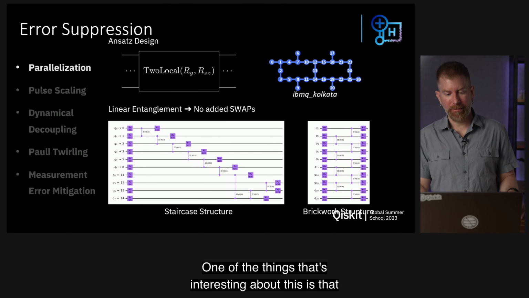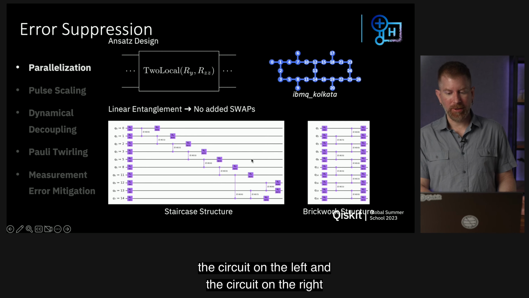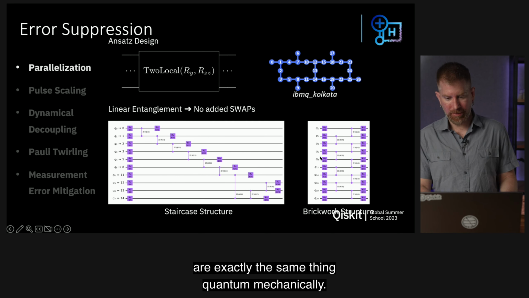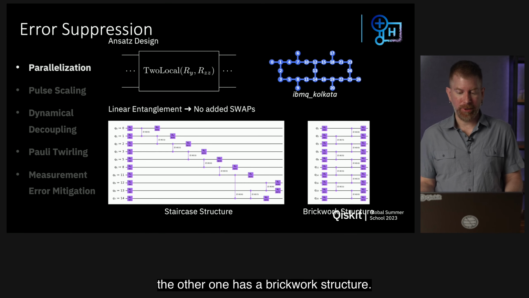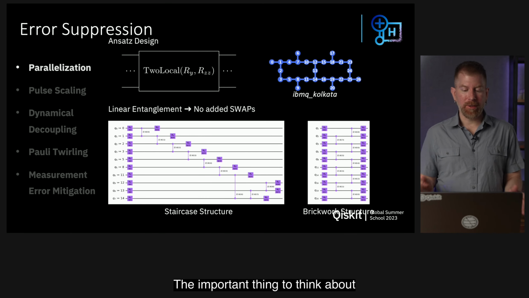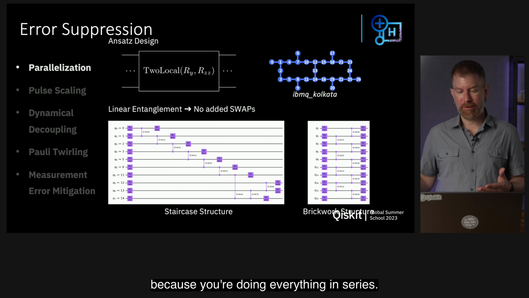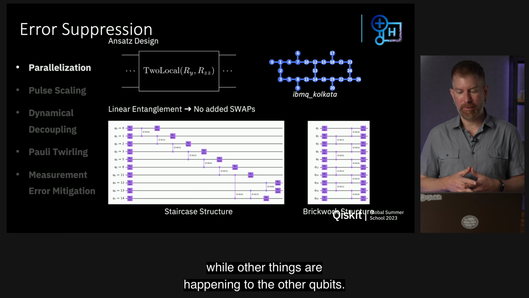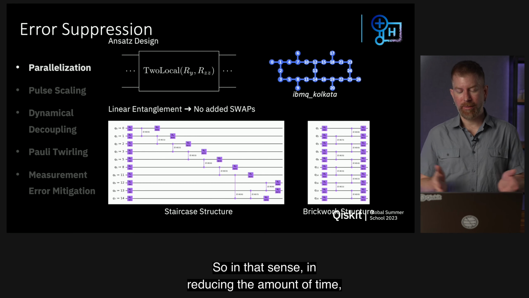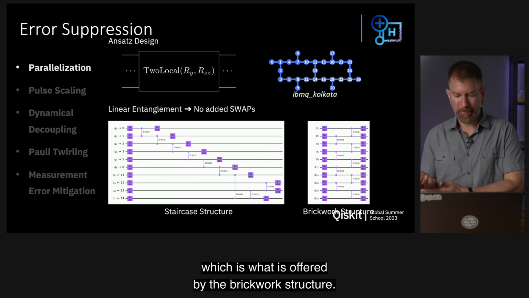One of the things that's interesting about this is that these ZZs actually commute with each other. So quantum mechanically, the circuit on the left and the circuit on the right are exactly the same thing. One of them has a staircase structure which operates in serial, the other one has a brickwork structure. The important thing to think about is the staircase structure is that it's going to take a longer time to run because you're doing everything in series. And so that offers the qubits more time to decohere while other things are happening to the other qubits. So in that sense, in reducing the amount of time, you're going to be less susceptible to decoherence, which is what is offered by the brickwork structure.